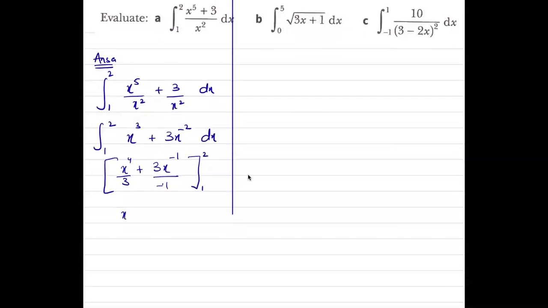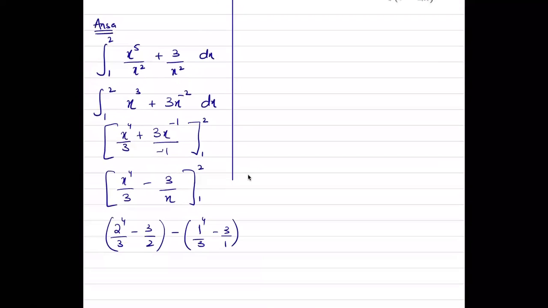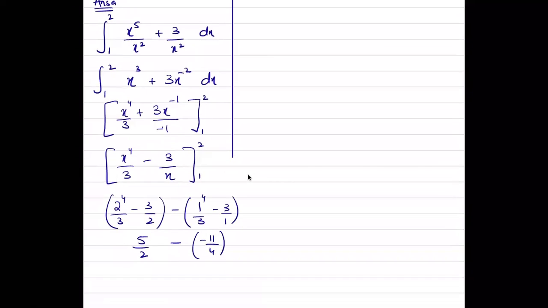Before plugging in the limits, it's advisable that you simplify the inside bracket. So that's going to be minus 3 upon x. Now if you plug in the upper limit as 2, you get 2 to the power of 4 upon 3 minus 3 upon 2 minus, then you are going to plug in the lower limit, that is 1. So 1 to the power of 4 upon 3 minus 3 upon 1. If you simplify this, you should get 5 over 2 minus 11 over 4, and the final answer is going to be 21 upon 4.